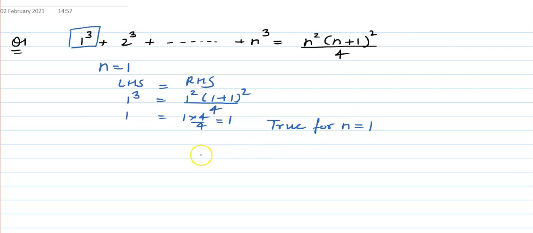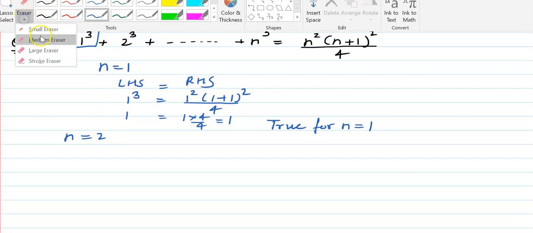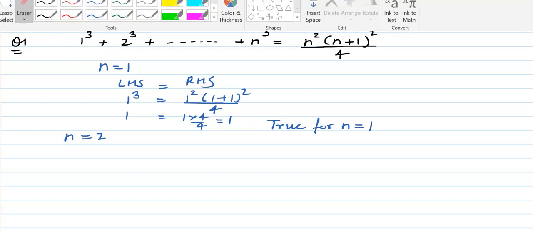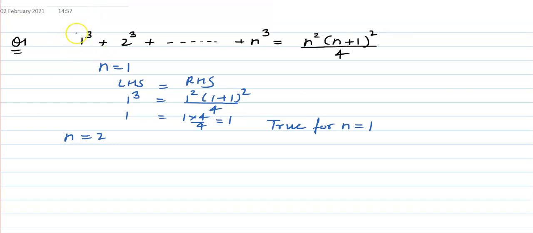Is that okay? If we take n equal to 2, it means we are taking two terms now, the first term and the second term. So let's get rid of this. Now we are taking the first two terms, which are 1 cube plus 2 cube. So this is our left hand side.